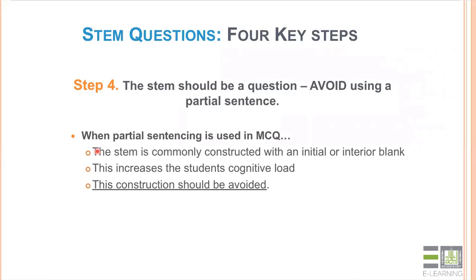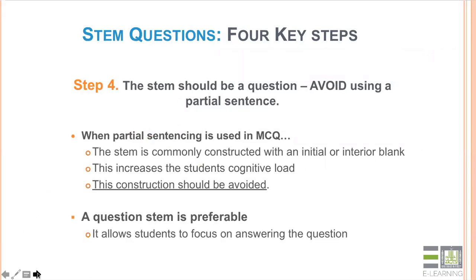where you have questions that have a blank or a gap increases the students' cognitive load. They spend more time trying to understand how to fill in the gap or why there is that gap. And it's not useful for you to understand if they know the topic at hand. So do avoid using partial sentences. The better way of constructing your STEM questions is to write the whole question fully so that students can then focus on answering the question at hand and not worrying about the partial sentence.